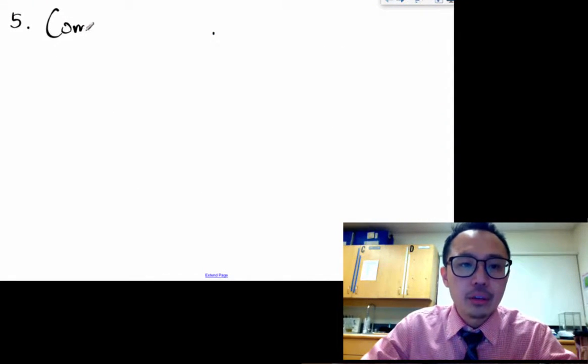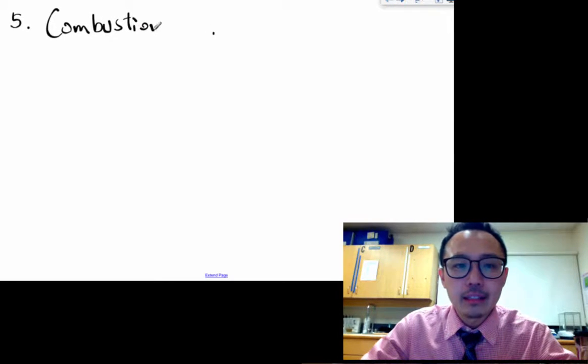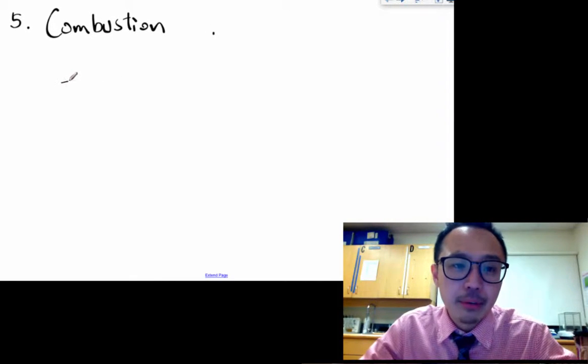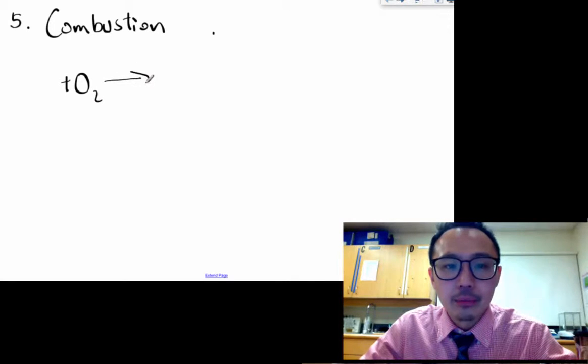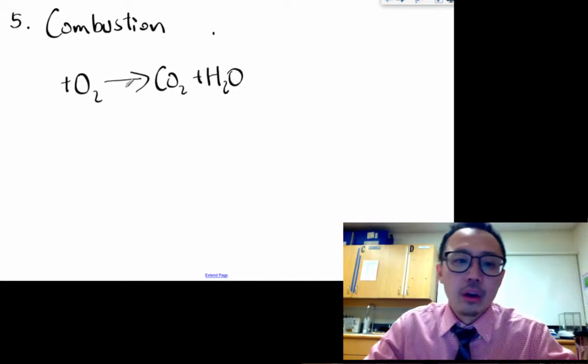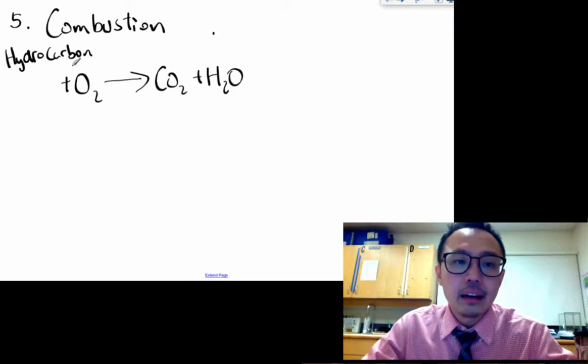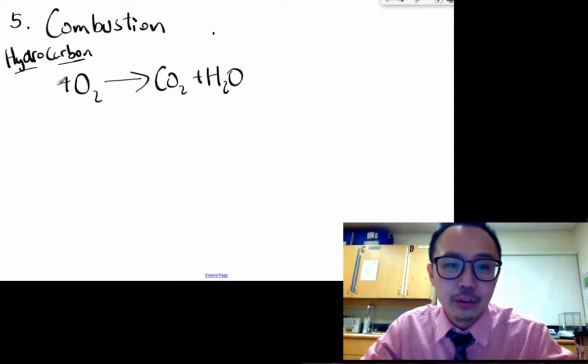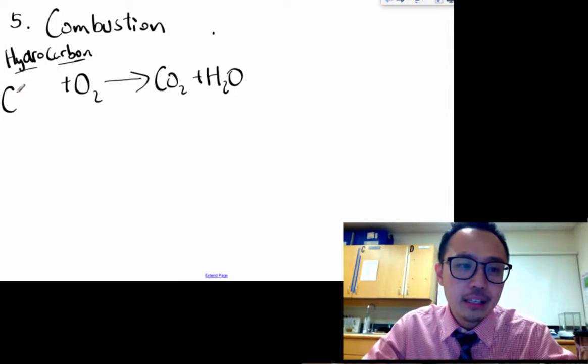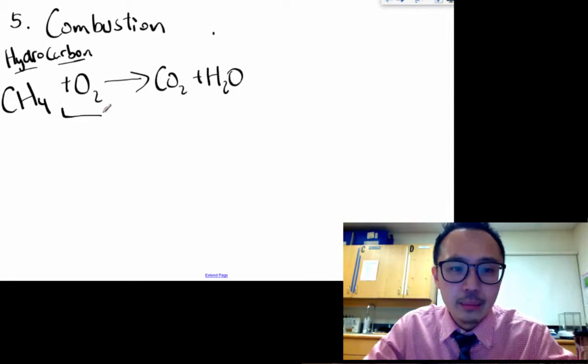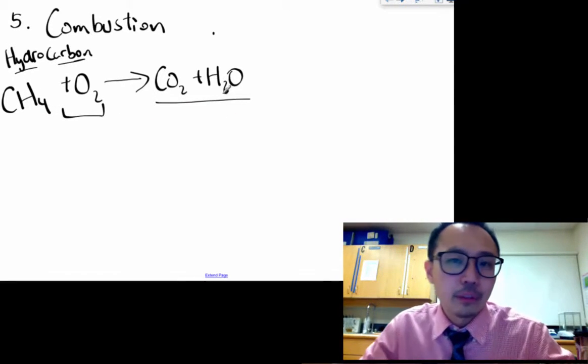So the next one is number 5, combustion. Combustion is basically using hydrocarbons and burning them with oxygen, and your products will always be CO2 and water. So your hydrocarbon is basically any carbon and hydrogen combined. So say you have CH4, if you burn this with oxygen, you'll get this. You just have to balance the reaction.